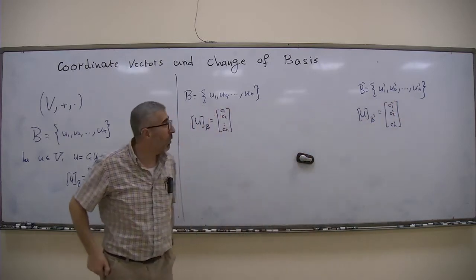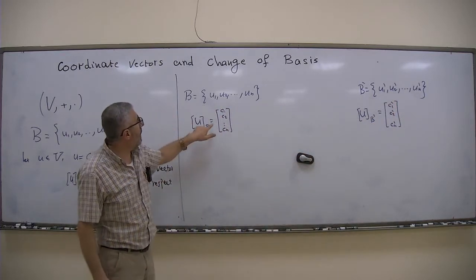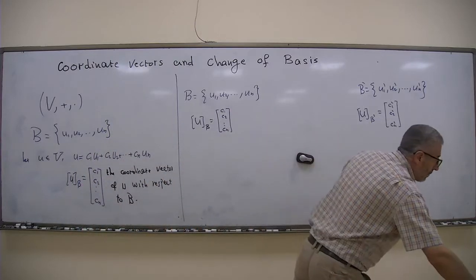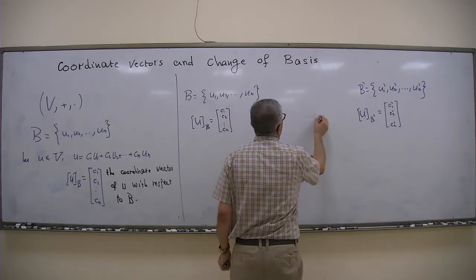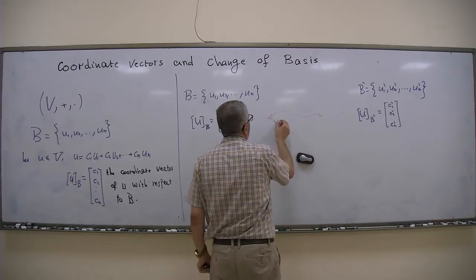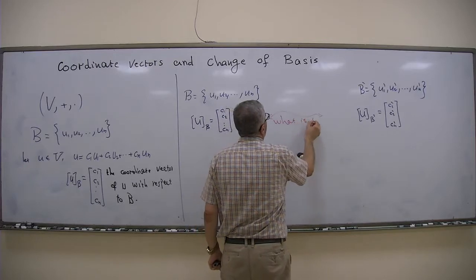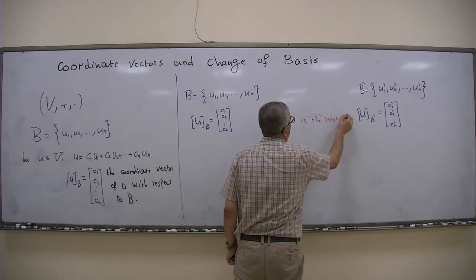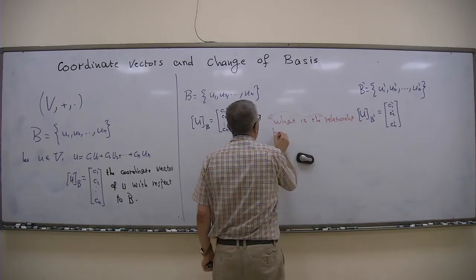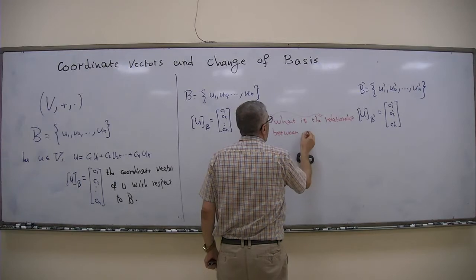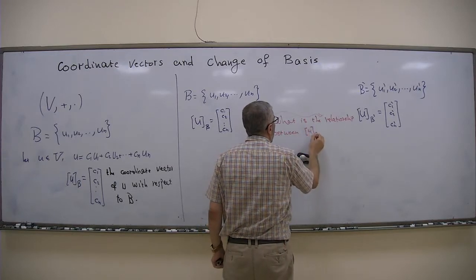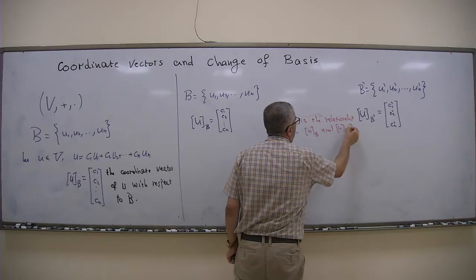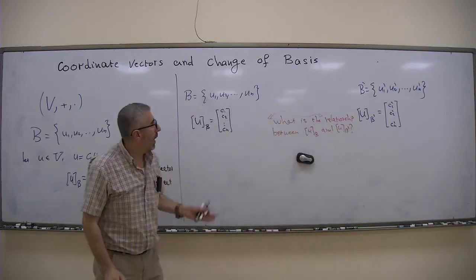So the question that we want to address today is, what is the relationship between this coordinate vector and this coordinate vector? What is the relationship between u with respect to B, and u with respect to B prime? That is the question that I want to address today.